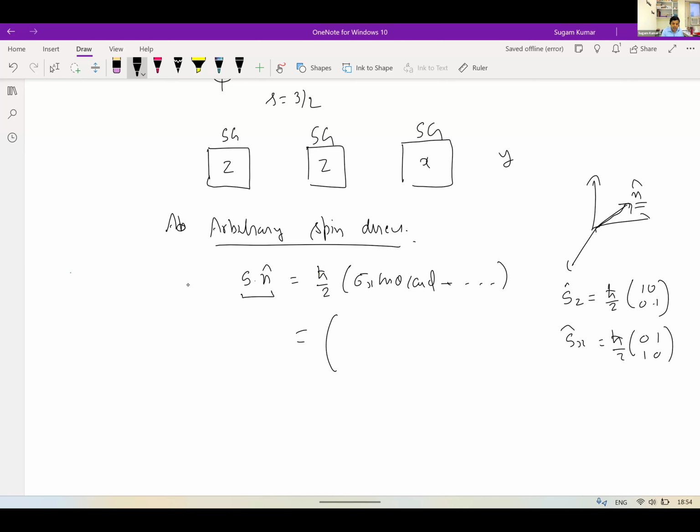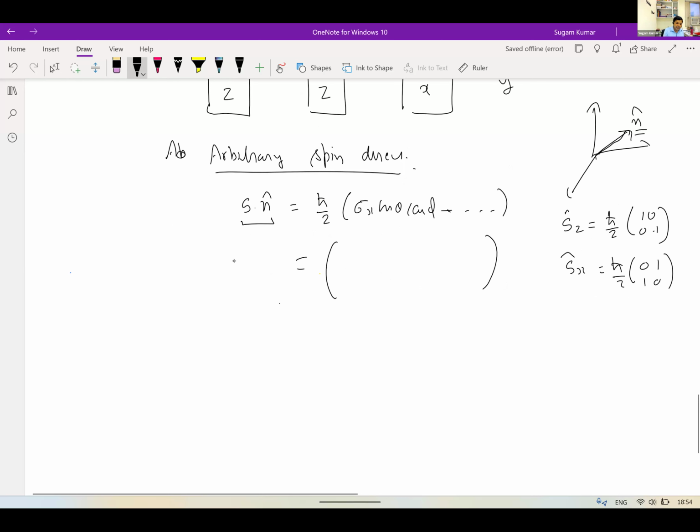I can write down the matrix form also. And from this matrix, I can find out the eigenvalues and eigenvectors. And this is what I want.